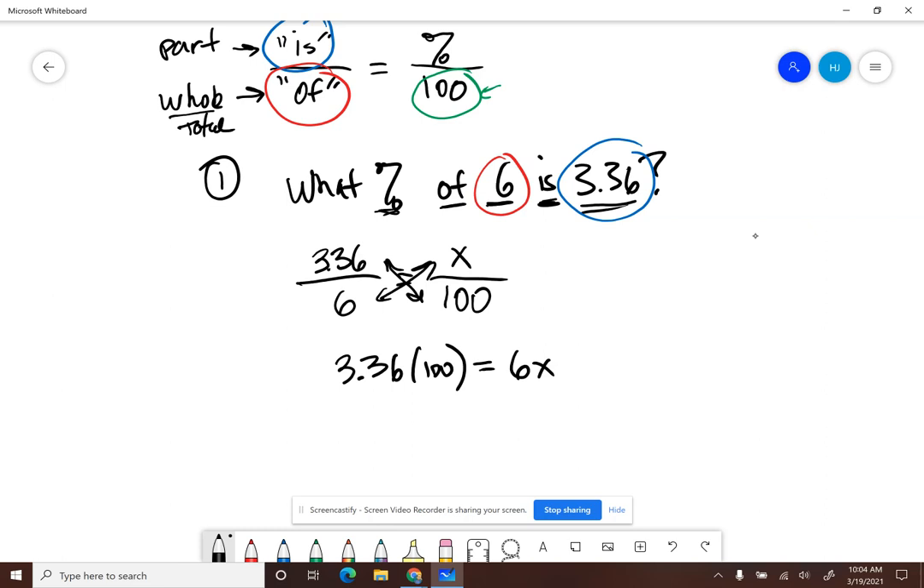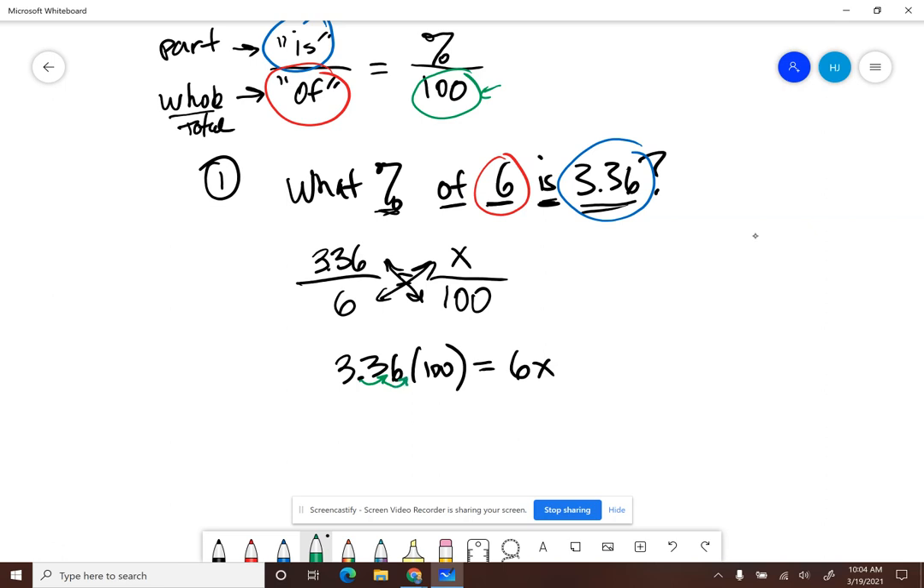There's something interesting here that we need to note. When I multiply by 100, think about this. I'm really multiplying by 1, but I'm also multiplying by these two zeros as well. So anytime I multiply by 100, really all that happens is my decimal moves over 2 places.